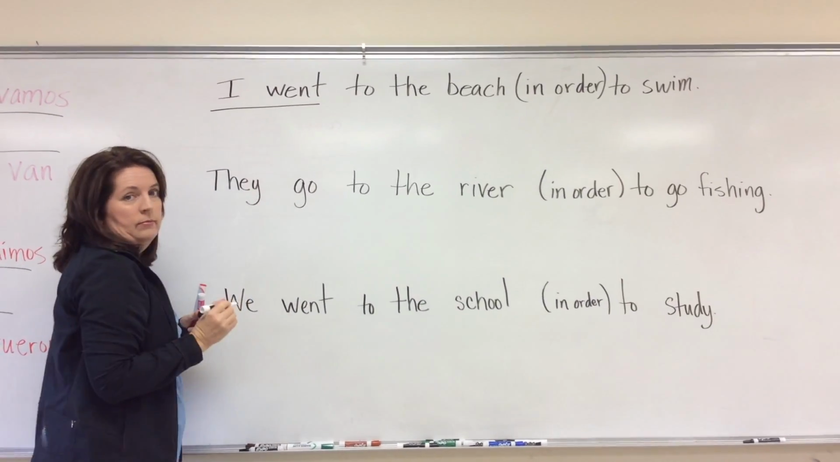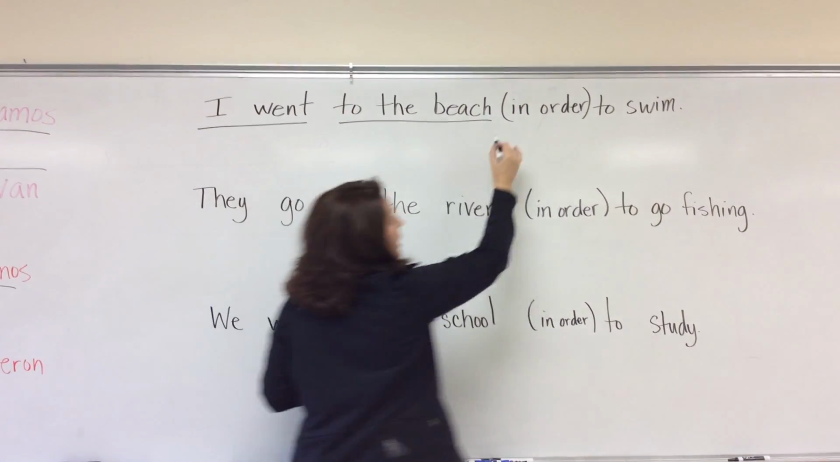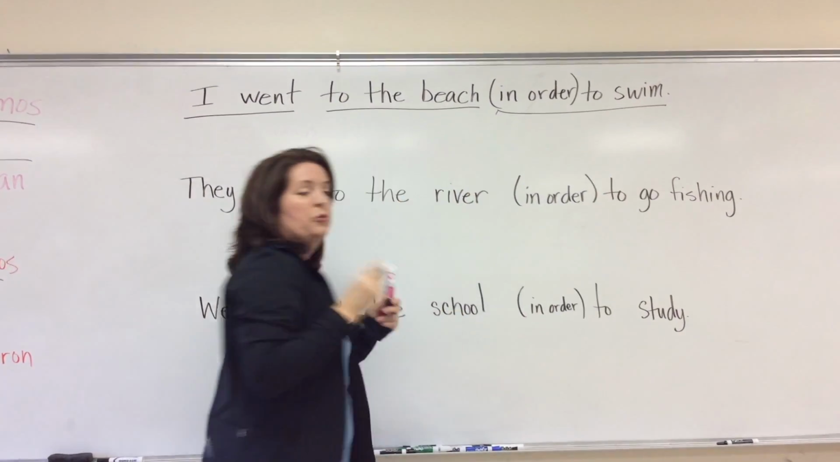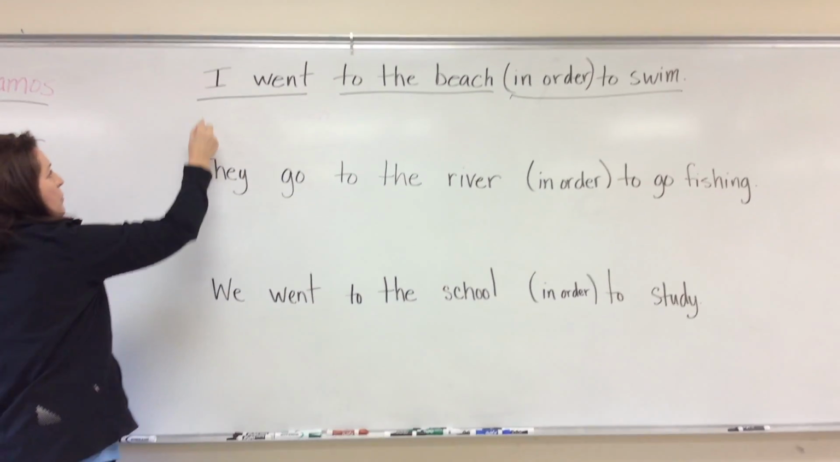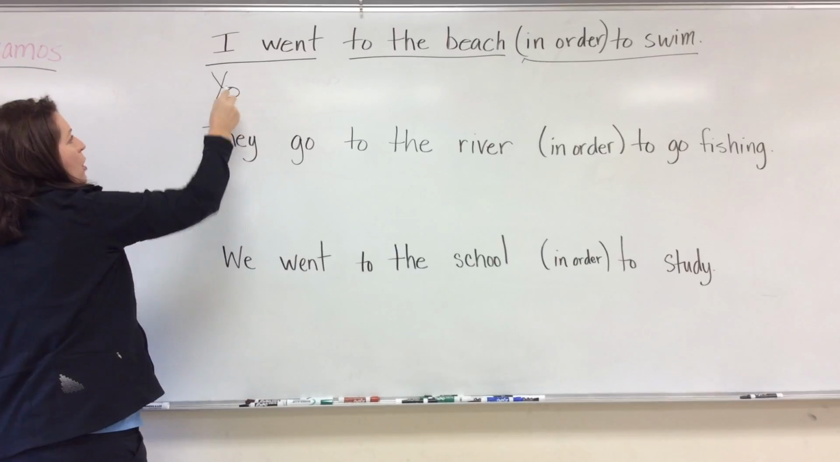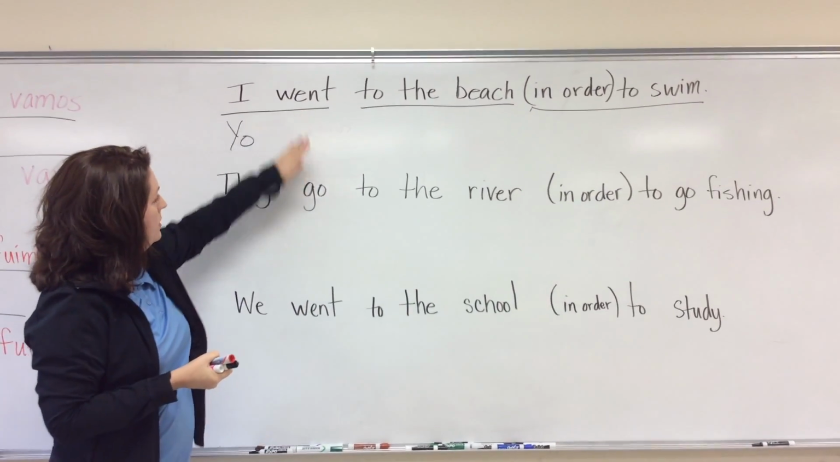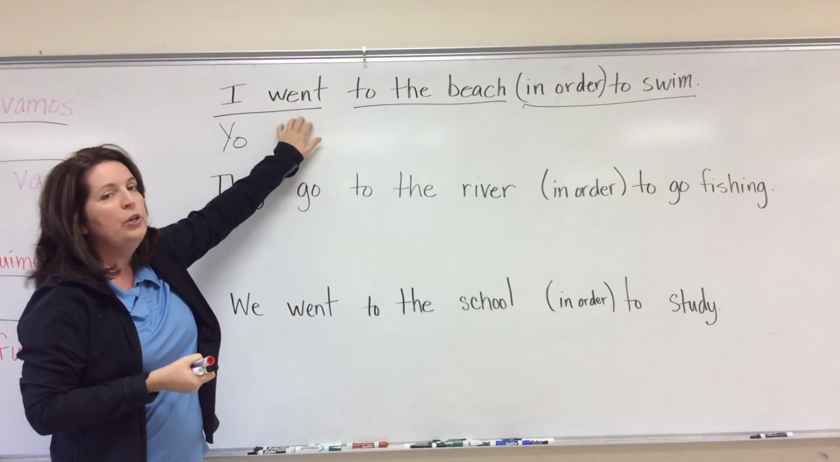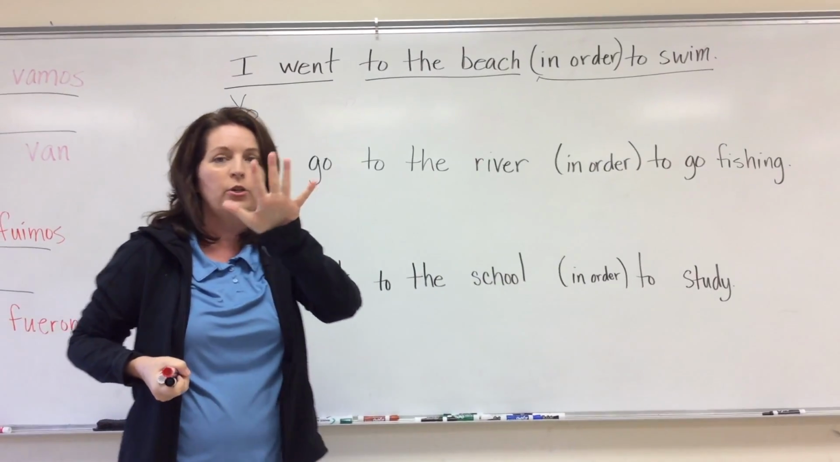I went to the beach in order to swim. So think in chunks, okay? Then first step, let's just put our person. Yo. Yo. And then when you get to went or go, I want you to run through real fast the 5 forms of went. You should know those.